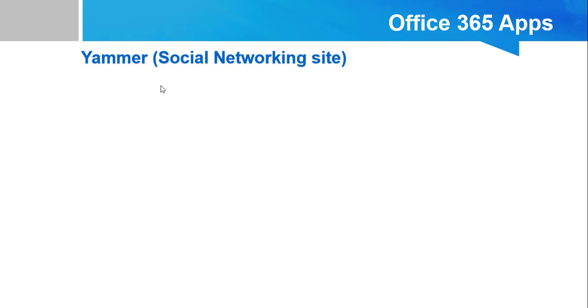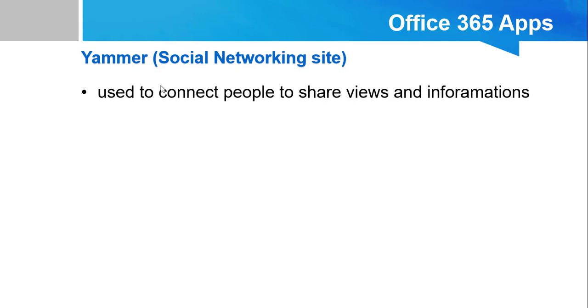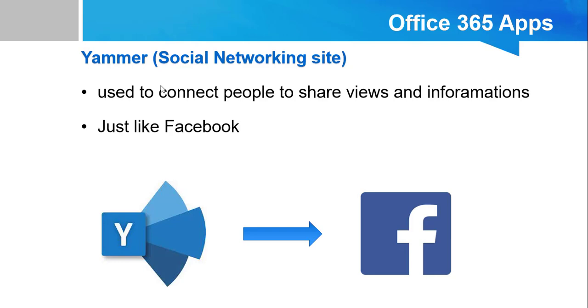After that, Yammer is a social networking site from Microsoft that is used to connect people, to share views and information. It is just like Facebook social media software. What we do in Facebook, we share posts, we comment, we make friends. These all things happen in Yammer.